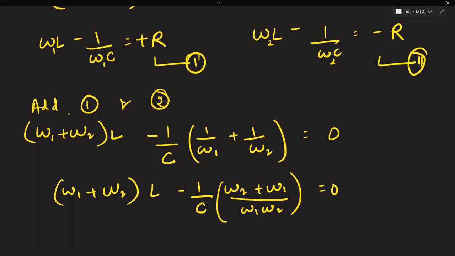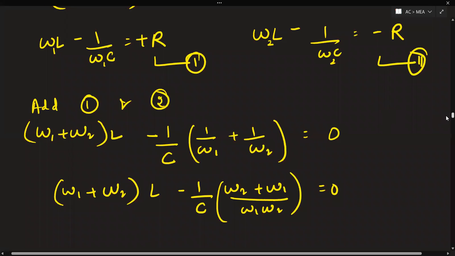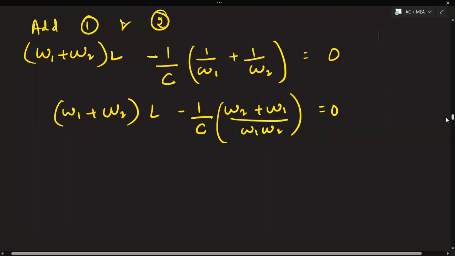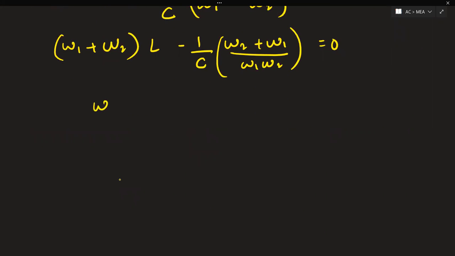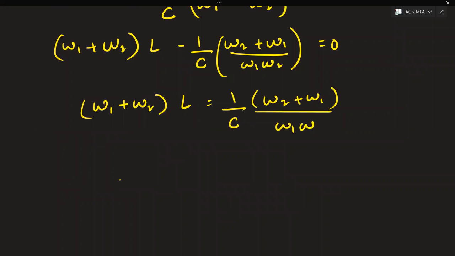From here, if you look, this term also will go. This term will become what? See over here. This is negative. If I transport this, this becomes positive. So it actually becomes omega 1 plus omega 2 L is equal to 1 by C, omega 2 plus omega 1 divided by omega 1 omega 2. This term gets cancelled. Value of omega 1 into omega 2 I am getting as 1 by LC. This is the first thing that I require.